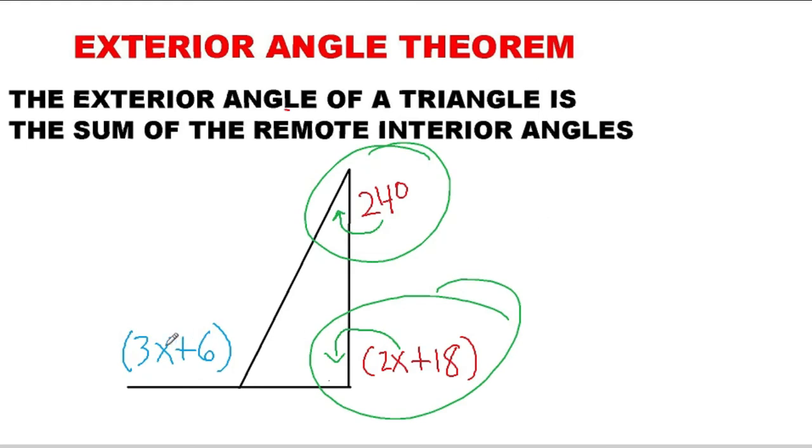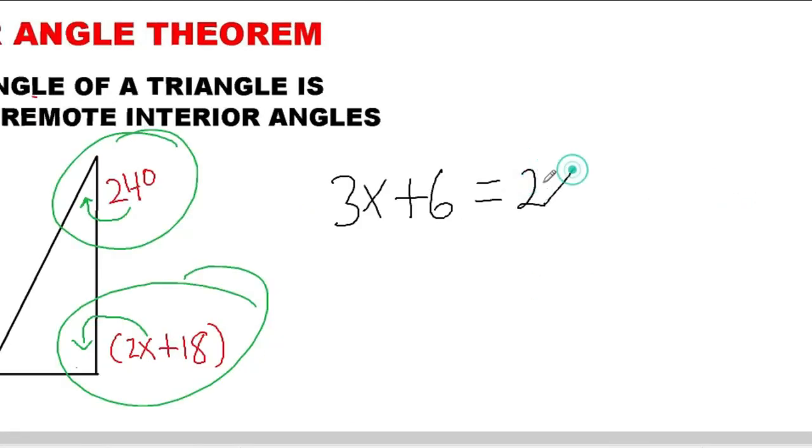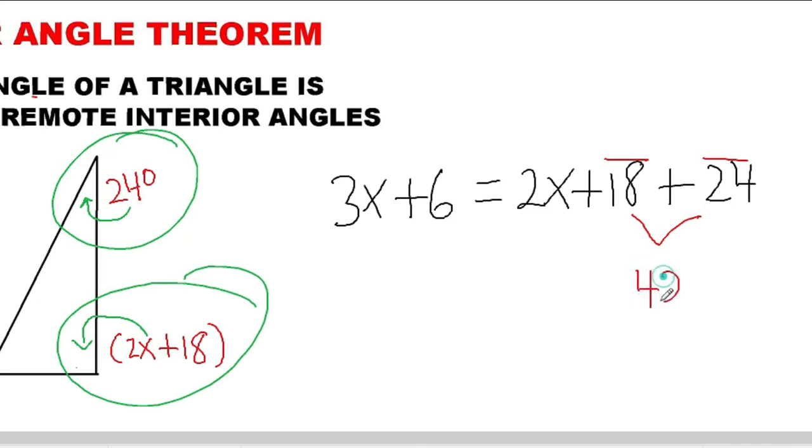So let's go ahead and write it out just like an equation. We're going to write 3x plus 6. Since we said it equals these two, we're just going to put the equal sign and add these two together. So we have 2x plus 18 plus 24. Now we must look at our like terms. But remember, before looking at like terms on each side, let's see if there are like terms on the same side. As we can see right here, we have a 24 and an 18 on the same side. So we need to make that one number. That would be 42.